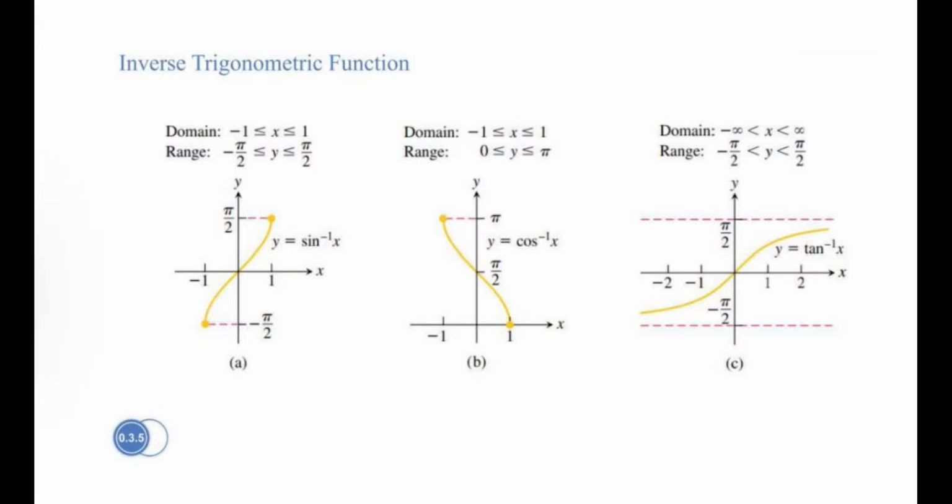This slide shows the graphs of the three main inverse trigonometric functions. The first one is y equals inverse sine x, also called arcsine. Its domain is from -1 to 1, and its range is from negative pi over 2 to pi over 2. The second one is y equals inverse cos x, or arccosine. Its domain is also from -1 to 1, but its range is from 0 to pi. The third one is y equals inverse tan x, or arctangent. Its domain is all real numbers, and its range is from negative pi over 2 to pi over 2.